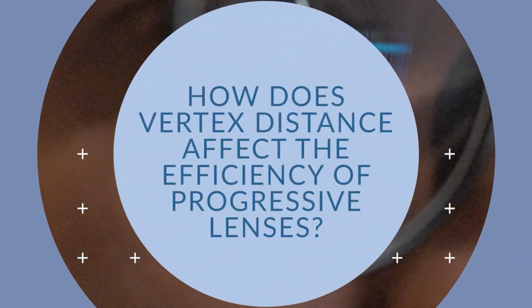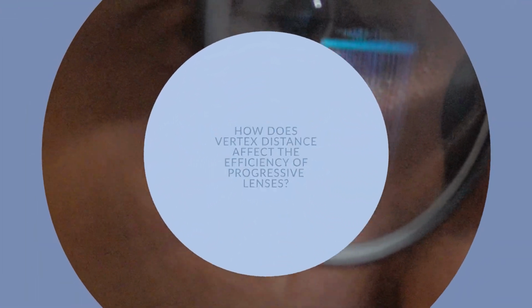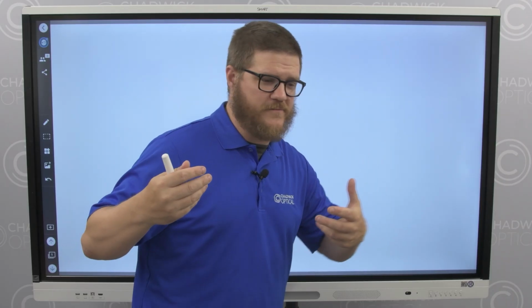How does vertex distance affect the efficiency of progressive lenses? One thing that can have a dramatic effect on the efficacy or the perception of a progressive is the vertex distance. If you want an example of how vertex distance works, if I put my fingers about a centimeter apart and look at the camera, I can see the whole camera and then some, and then I can see my whole marketing team cheering me on here. But then if I go further out, now I can just see the camera lens.